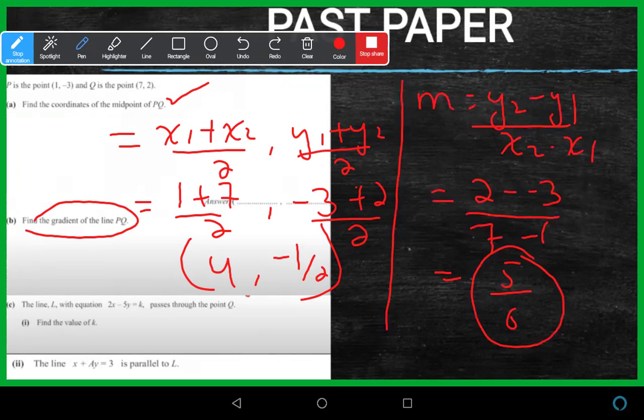We need to understand how we can find this. This is related to a part. This question is also, part C: the line L with the equation 2x minus 5y is equal to 8 passing through the point Q. Find the value of K. So how can we find the value of K?